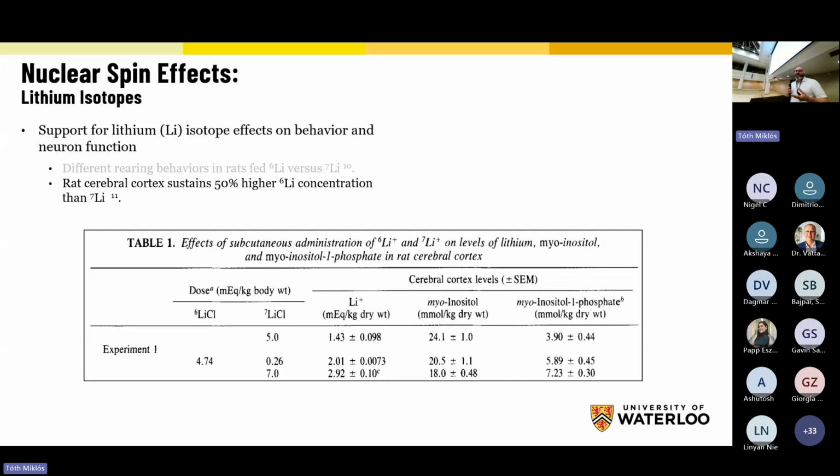It's also been shown that for some reason the brain seems to uptake a preferred form of lithium. It seems to uptake lithium-6 more strongly than it does lithium-7. So there's another study here where they gave purified lithium-7 and looked at the uptake within the brain. And then they gave a mostly purified form of lithium-6 with a little bit of lithium-7 in there and found a statistically significant increase of lithium-6 within the brain compared to lithium-7.